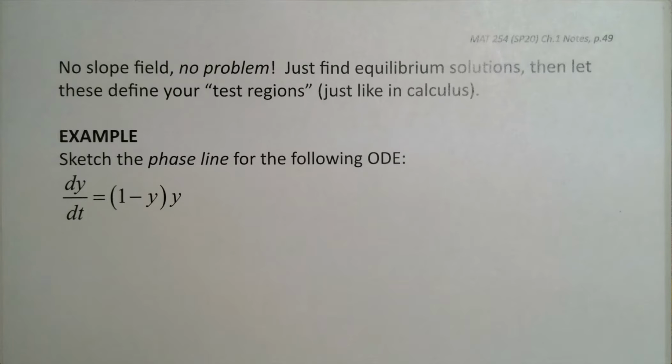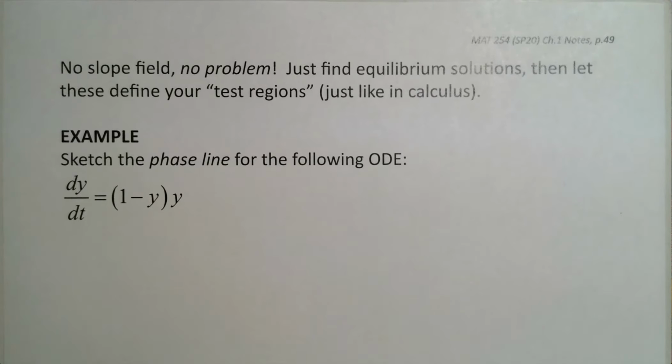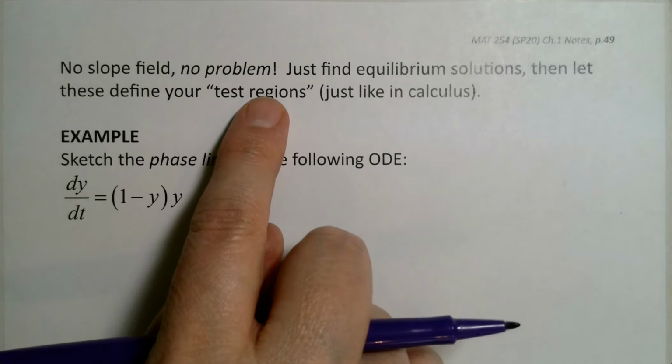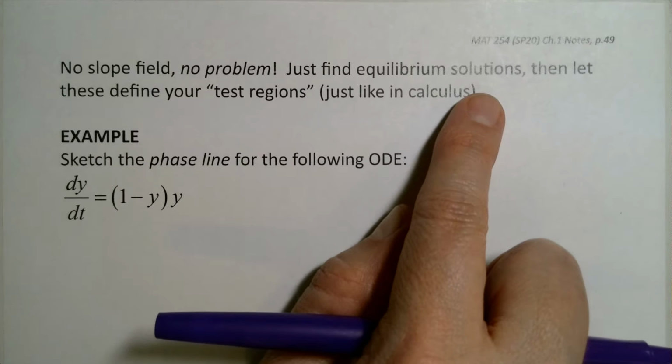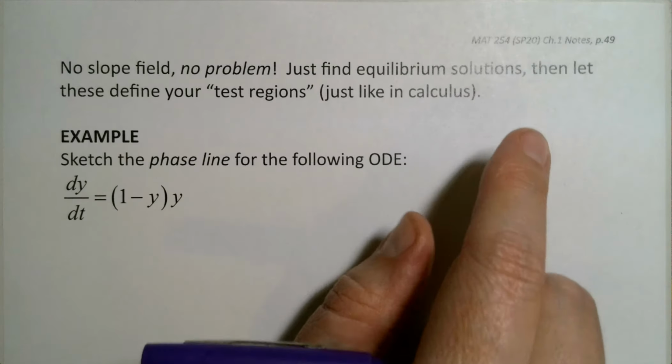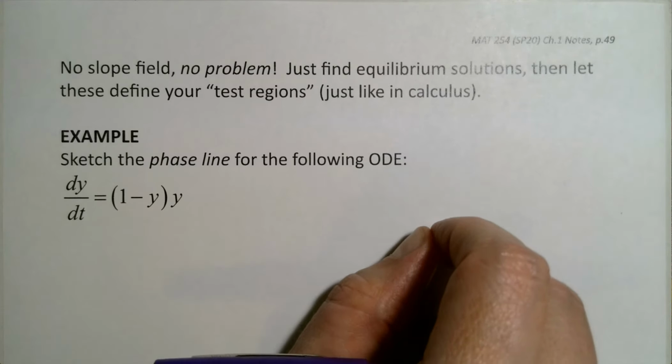We just got done figuring out how to make a phase line from a slope field, but it turns out we don't need the slope field. You don't have a slope field, no problem. Just figure out where those equilibrium solutions are, and then let that kind of define your test regions. You set up some intervals.